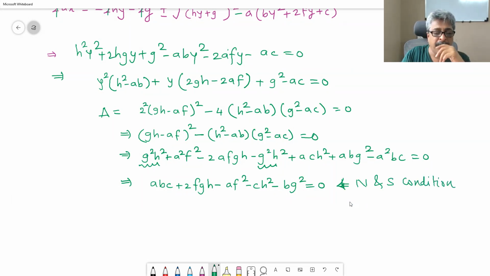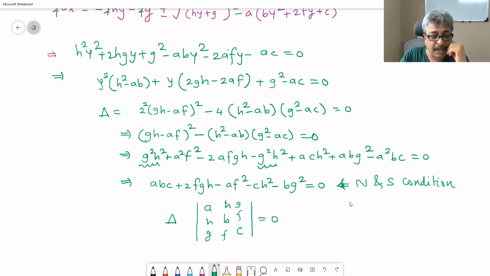Now, it is difficult to remember in this way, therefore, it is fashionable to remember it like this: ABC, FGH, FGH is equal to 0. This is delta. If the general degree two equation in X and Y is supposed to be a pair of lines, then this discriminant must be 0. And if you expand this discriminant, you will get this expansion, LHS.